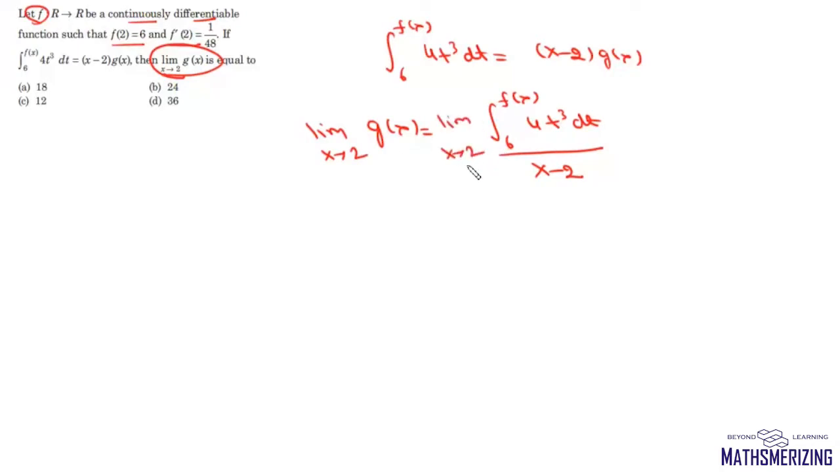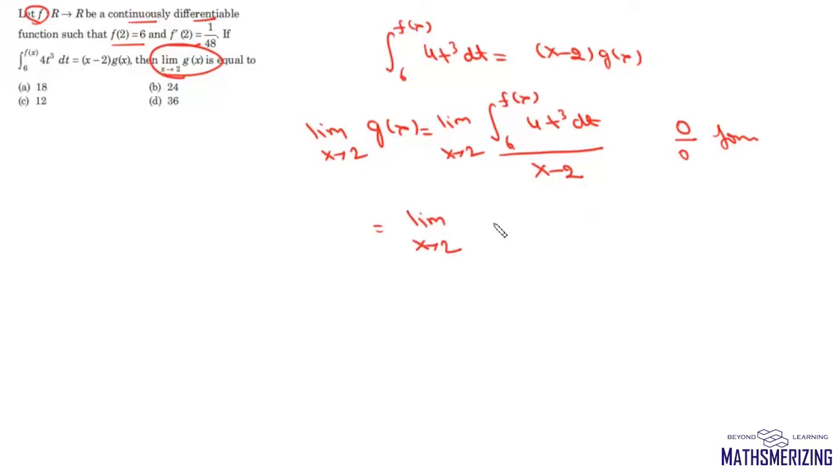Now when we take the limit x tends to 2, we'll get f(2), and f(2) is 6. So this integral will be from 6 to 6, which is 0, and then 2 minus 2 is 0. So this is 0 upon 0 form. And if it is 0 upon 0 form, we have to use L'Hopital's rule. So we can write this as limit x tends to 2. Now we'll differentiate the numerator using the Leibniz integral rule.